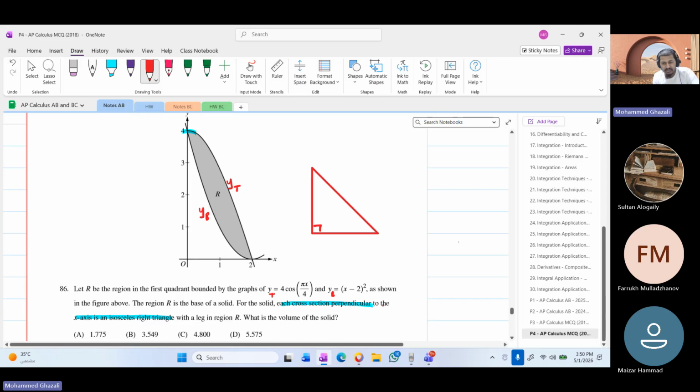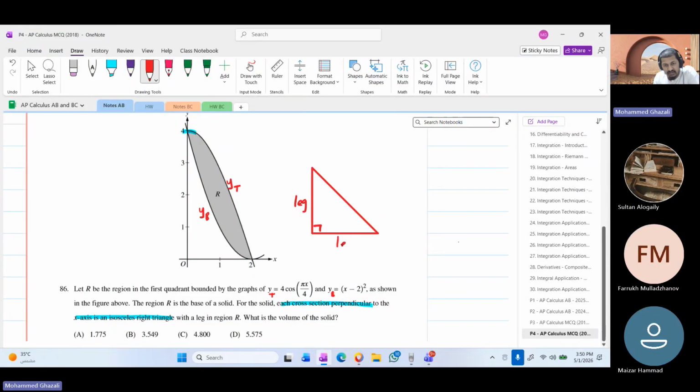The region R, because this is perpendicular to the base, right? With a leg in region R. So there's your leg here, and there's your leg here. So that's isosceles. Now, what is the height? They said there's a leg in region R. So there's your leg here, the vertical line. What's the length of this vertical line? The top graph minus the bottom graph, right? So the leg is equal to yt minus yb.